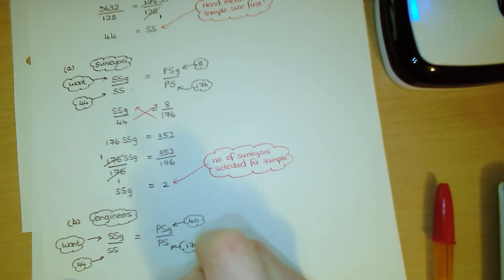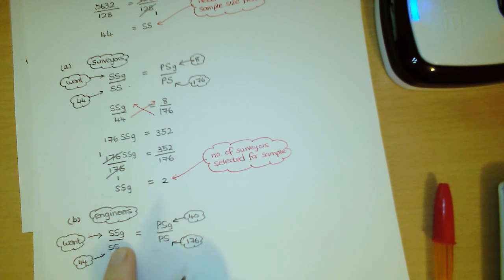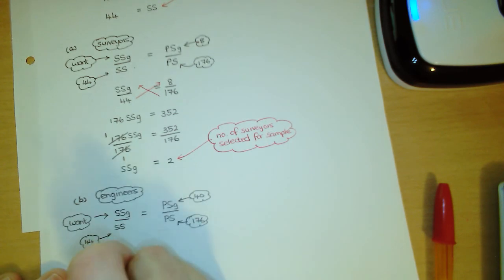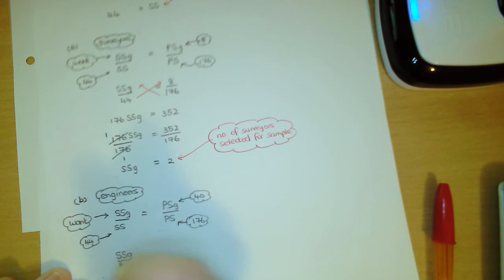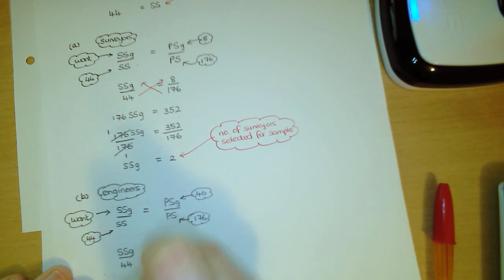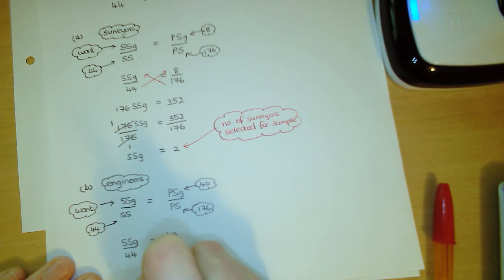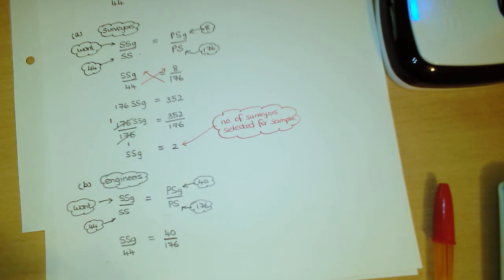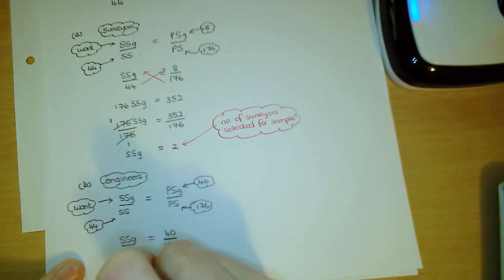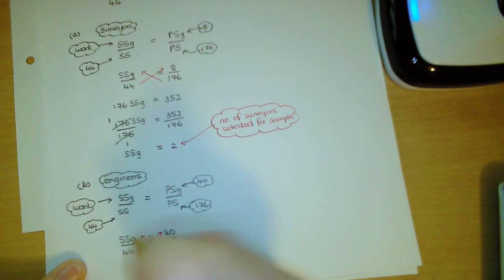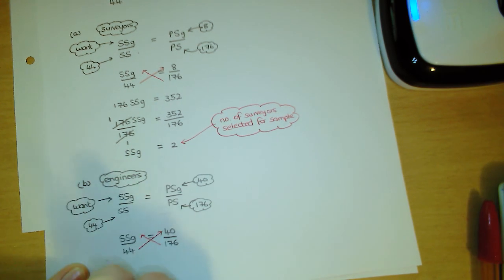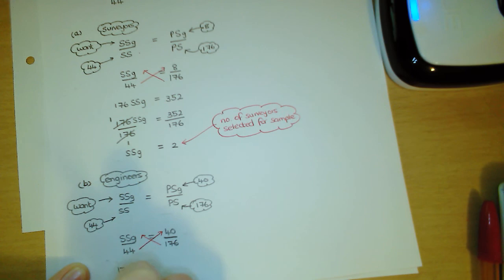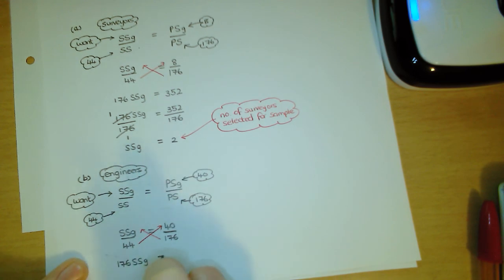So let's sub in the quantities and then cross multiply to get the sample size for the engineer group. So we're going to get SSG over 44, and that's equal to 40 over 176. Again, we're going to cross multiply. So we're going to get 176 SSG, and then that's equal to 40 multiplied by 44.